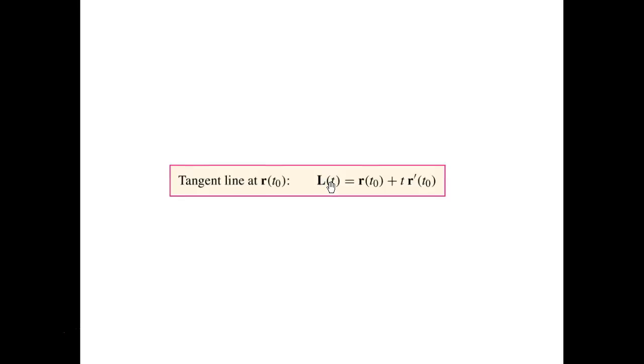And I've never been really convinced of the value of this expression here. But the tangent line at r of t0, it is a line. So you should be able to express it as a linear vector function of some single parameter t, and that's going to be the r at t0 plus t times r prime at t0.